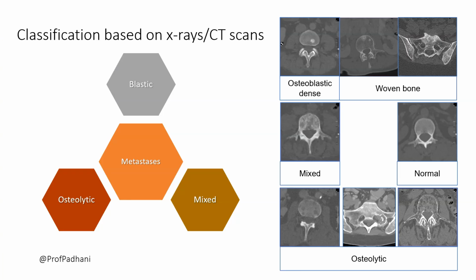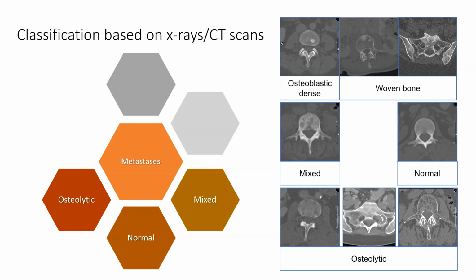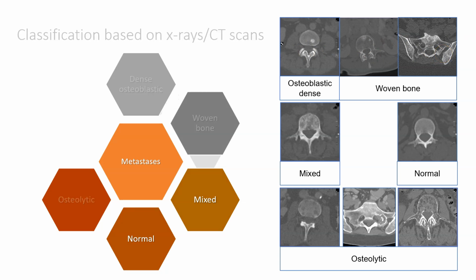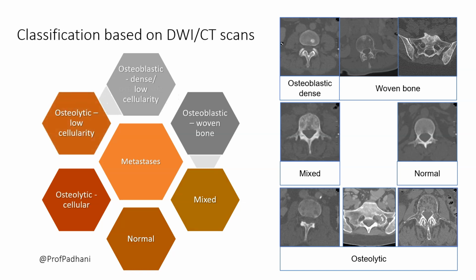So on CT, we often describe these patterns as being either osteoblastic, osteolytic, or mixed. But now we know that you can have metastatic deposits that occur within normal marrow. So when you look at the dense osteoblastic deposits, we have a range of appearances from the dense osteoblastic lesion to the woven bone type appearance. However, if you start classifying these using MRI, then it's possible to divide these metastatic deposits into other classifications.